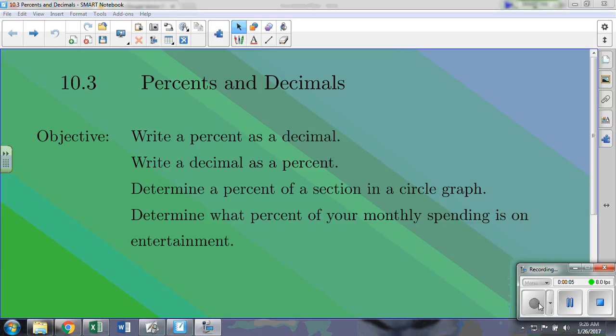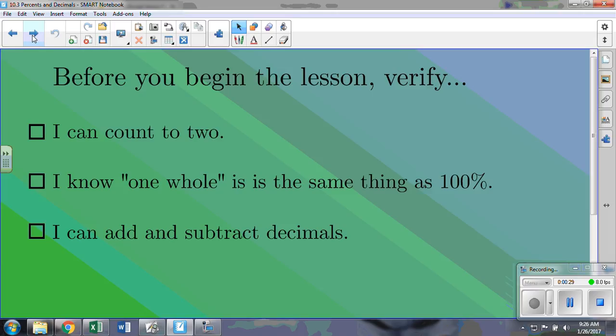All right, with our video today, we are focusing on the connection between percents and decimals. And so, of course, our goal is to take a percent and write it in its decimal format, to take a decimal and write it in its percent format. We can also figure out a percent of a section using a circle graph and solve some word problems related to percents and decimals.